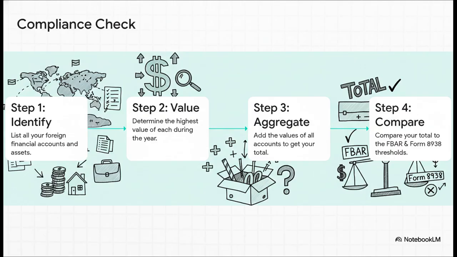First, just make a list of everything you have overseas. Second, for every single item on that list, figure out what its highest value was in US dollars during the year. Third, add all those highest values together. That's your aggregate total. And finally, take that total and compare it to the $10,000 FBAR threshold and the different Form 8938 thresholds. That simple process will tell you exactly what you need to file, if anything.